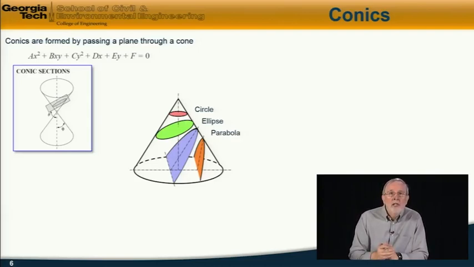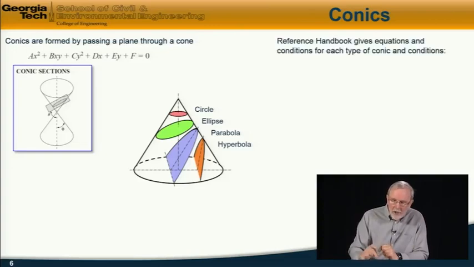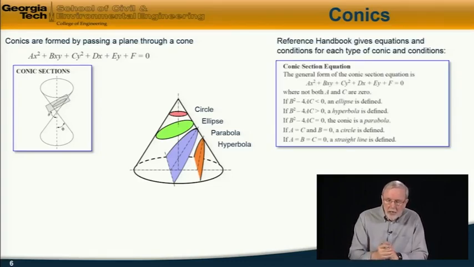central point, it's a parabola. And finally, if the surface is tilted, passes through the base to the right of the center, we form a hyperbola. And the general conditions for these to occur is given in the reference handbook as shown here.